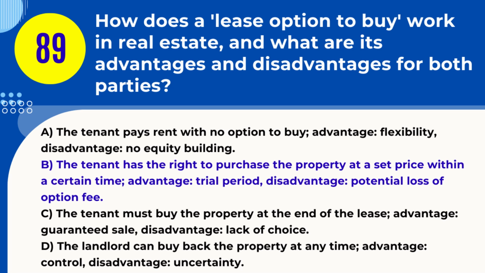Answer: B. The tenant has the right to purchase the property at a set price within a certain time. Advantage: trial period. Disadvantage: potential loss of option fee. Explanation: in a lease option to buy, the tenant rents the property with the option to buy it later at a predetermined price. It offers a trial period but involves the risk of losing the option fee if not exercised.